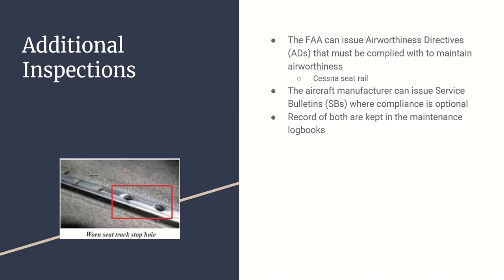Both of these things are found in the maintenance logbook. They're kind of in the back of the maintenance logbook, but they're there. And again, if you're asked on a checkride about them, the service bulletins don't have to be done, so I wouldn't spend time looking for those if you're trying to prove airworthiness, because they're not required. I would look for the ADs, right?